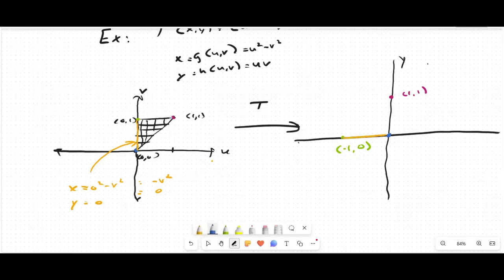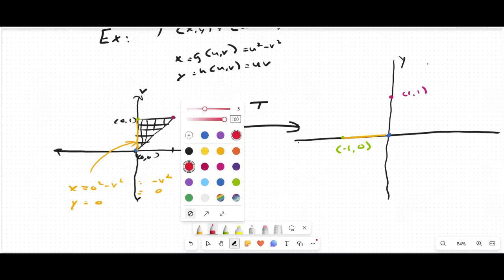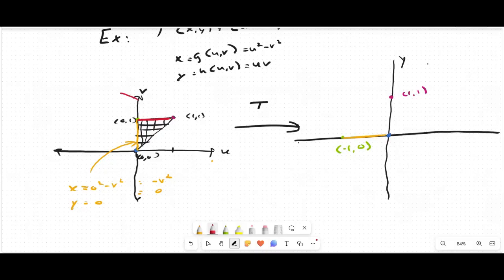Let's try another one. No, no, I already did blue. Let's try red. Will red help? Along that red edge there, V is 1. So X is equal to U squared minus 1, and Y is equal to U times V, which is just U. Now, what does that look like? And here, of course, U is going from 0 to 1.